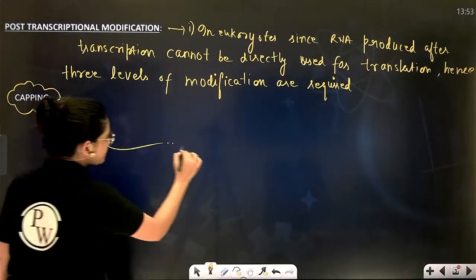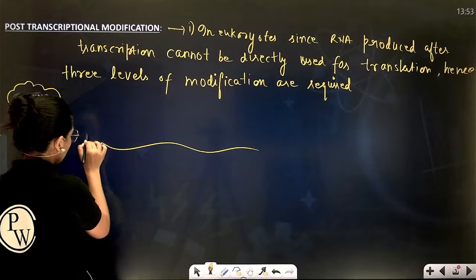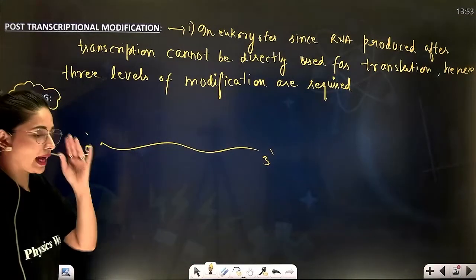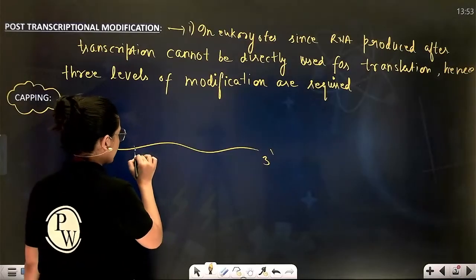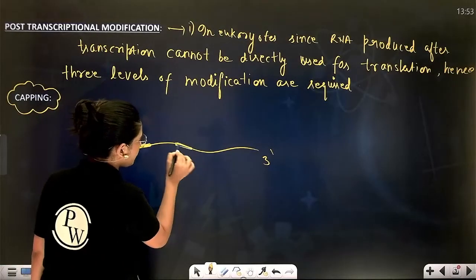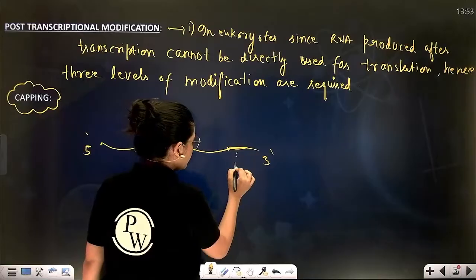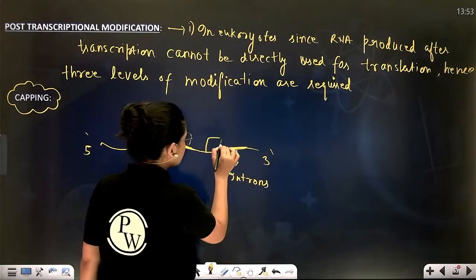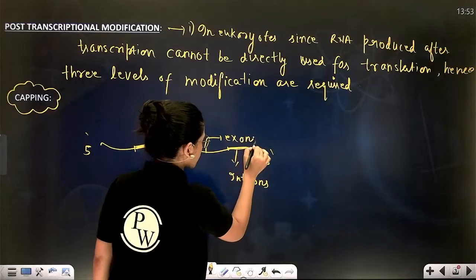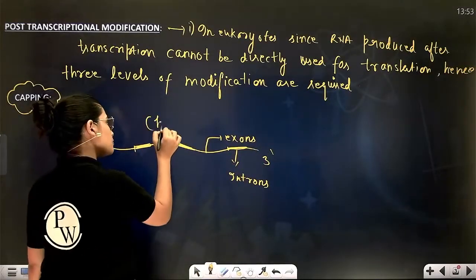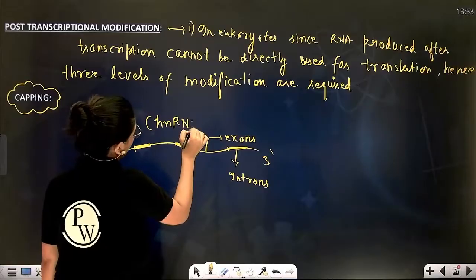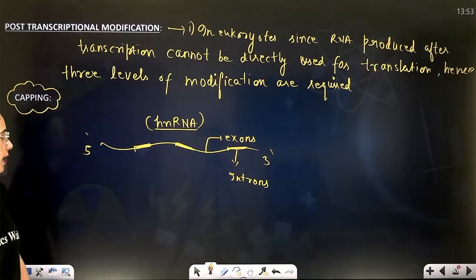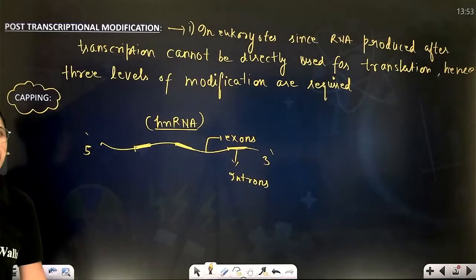Now suppose this is my RNA which is just obtained after transcription in case of eukaryotes. Now this RNA has some non-coding interrupting sequences also, which are called introns. The proper coding sequences are called exons. Such RNA is known as hnRNA or heterogeneous RNA. Correct? Now beta, the first step is capping.